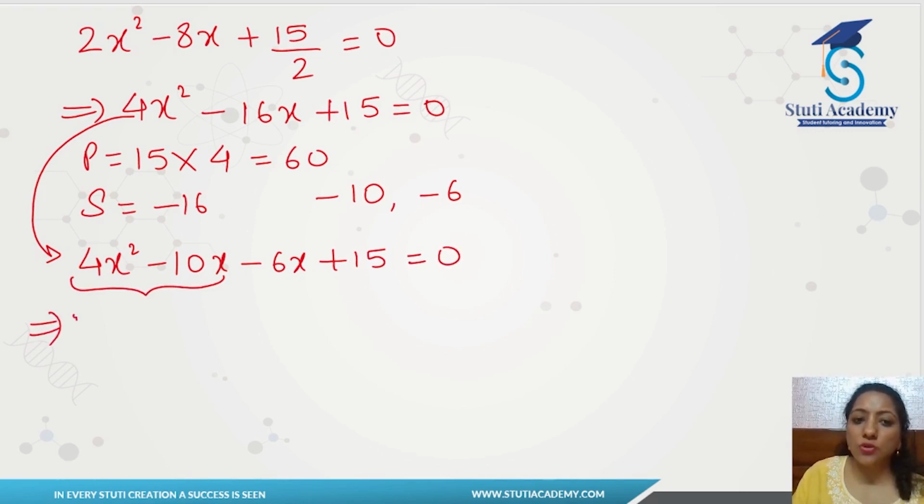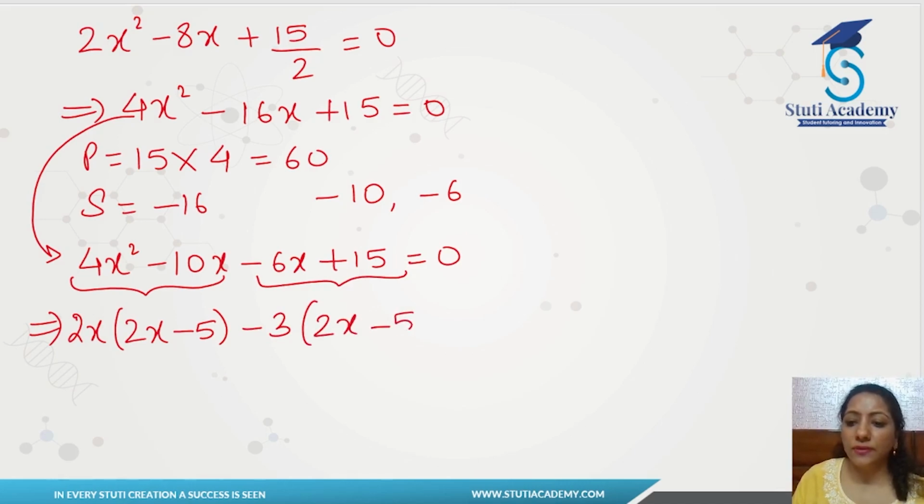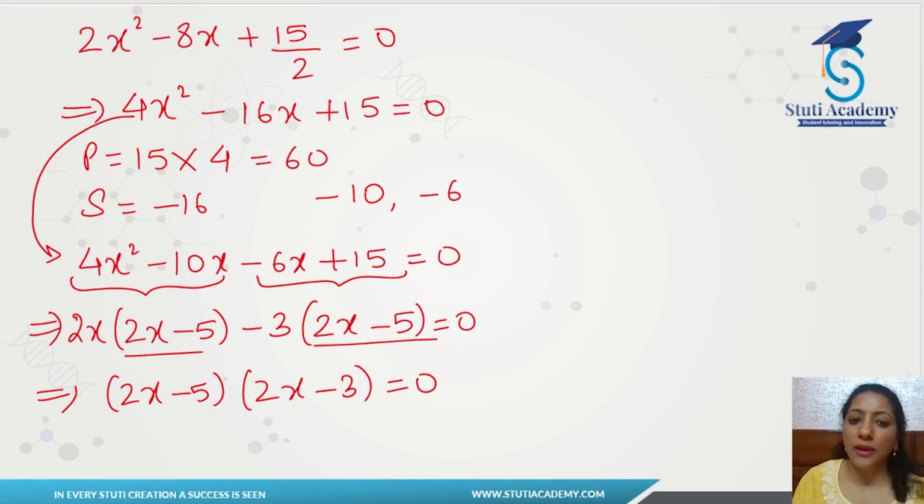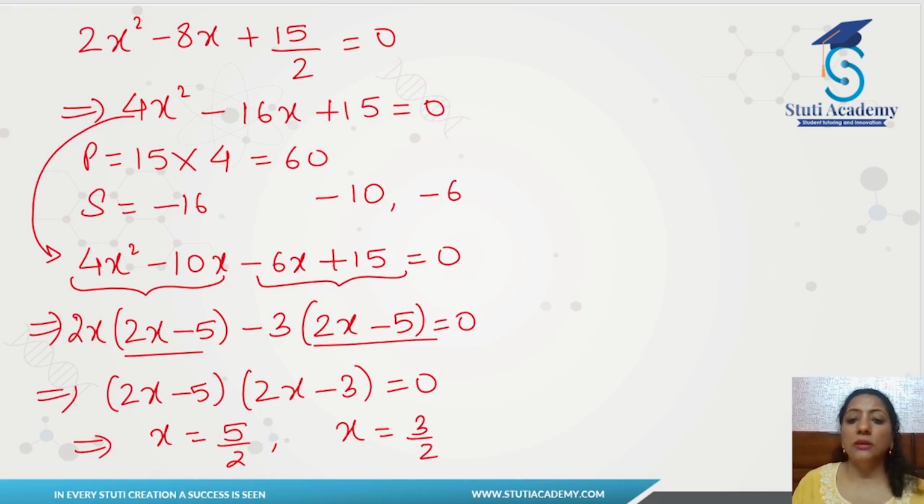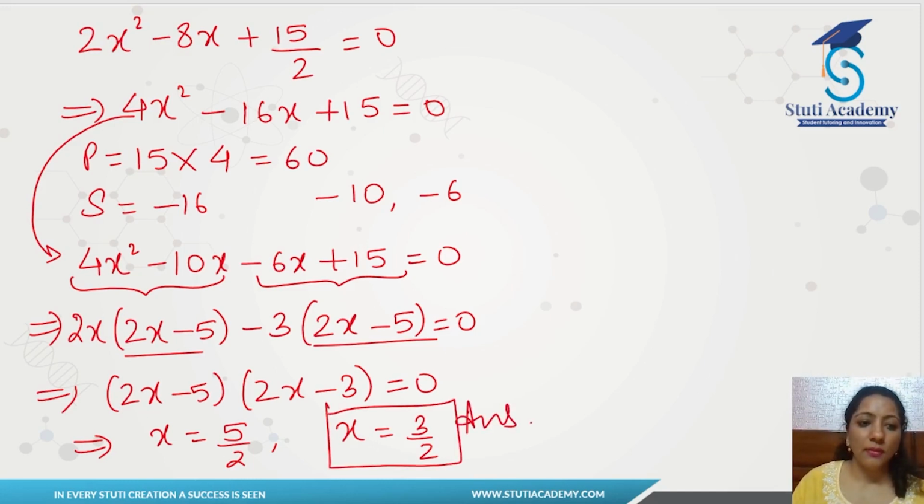Now we can take 2x common here. We'll be left with 2x minus 5. From here we can take minus 3 common and we'll be left with 2x minus 5. Now this 2x minus 5 is the same. There's no change here. And then we have 2x minus 3. We've taken 2x minus 5 common here and we are left with 2x minus 3. So x is 5 by 2 here, or x is 3 by 2. X is 5 by 2 was already given to us in the question. So the other root here is 3 by 2. So this is the required root. I hope students this question is clear to all of you.